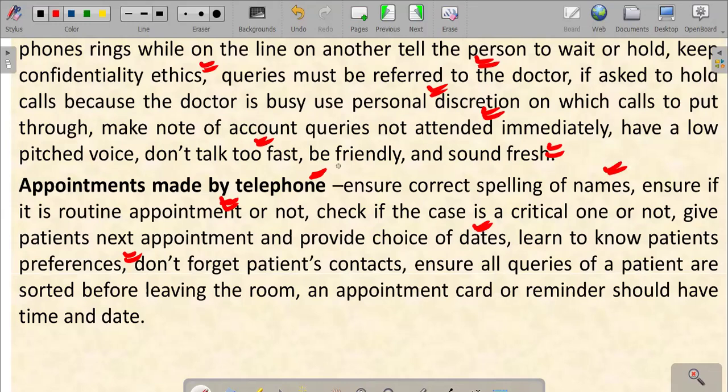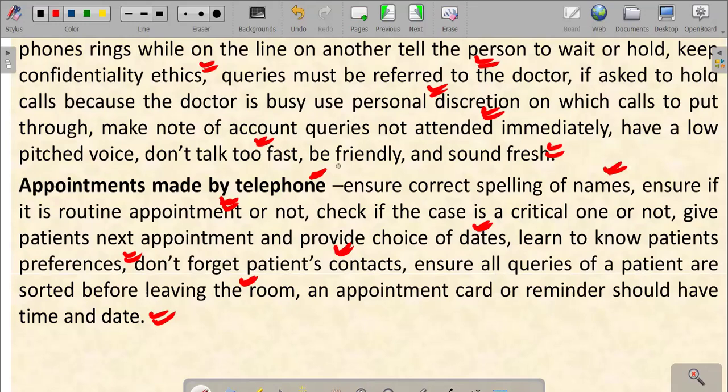Don't forget patients' contacts when you are entering and taking in information on telephone appointments. Ensure all queries of the patient are sorted before leaving the room. The queries, whatever the patient has called about, have to be recorded. An appointment card or a reminder should have time and date. That is very important. So we are talking about the functionality of a medical secretary in a health facility with regards to appointments and health and safety.